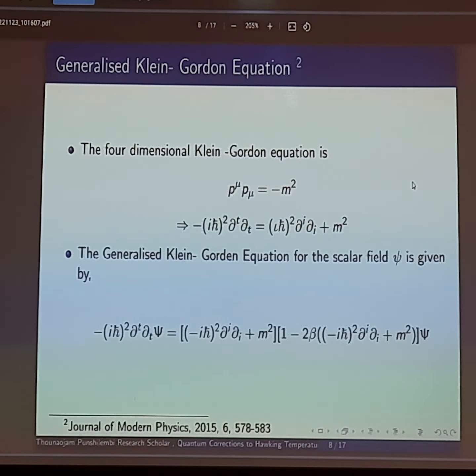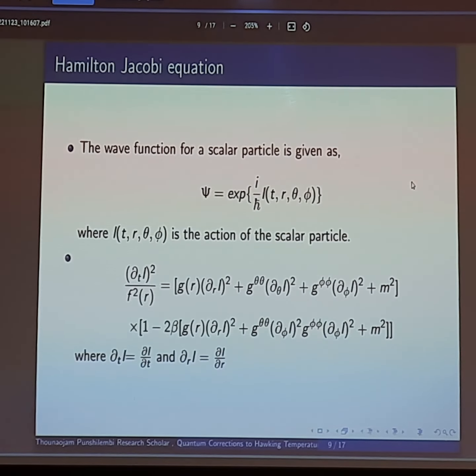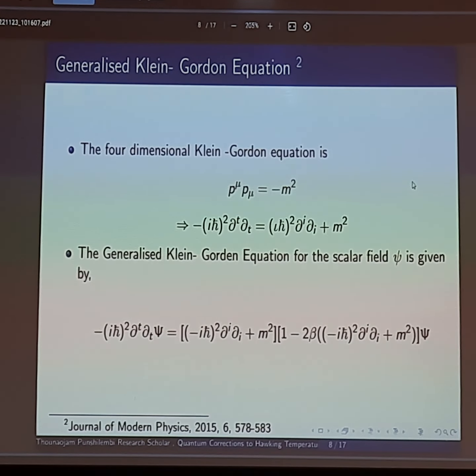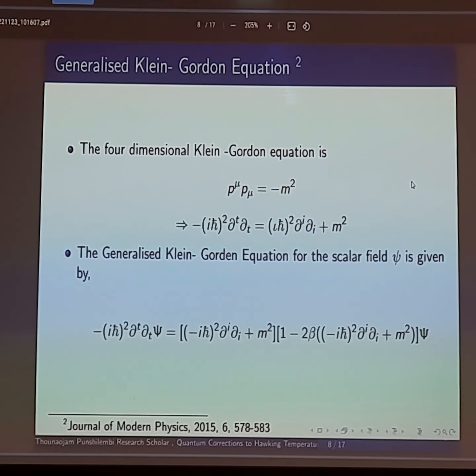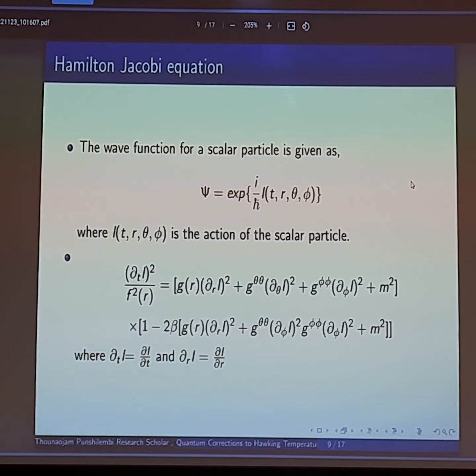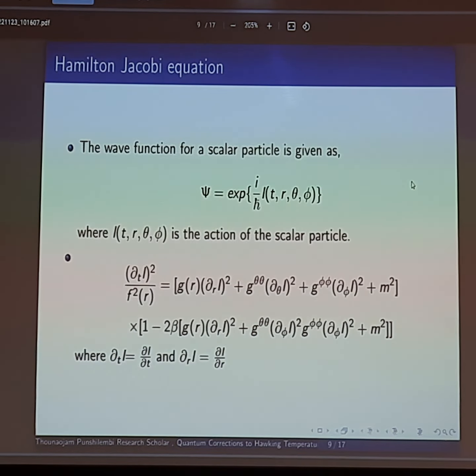Here we assume an ansatz of this form for the scalar field, and substituting this psi into the Klein-Gordon equation, we solve the equation of motion of the emitted particle, which is the Hamilton-Jacobi equation, given by this equation. From here, the solution of the action exists in this form. And by solving this, we get a quartic equation.